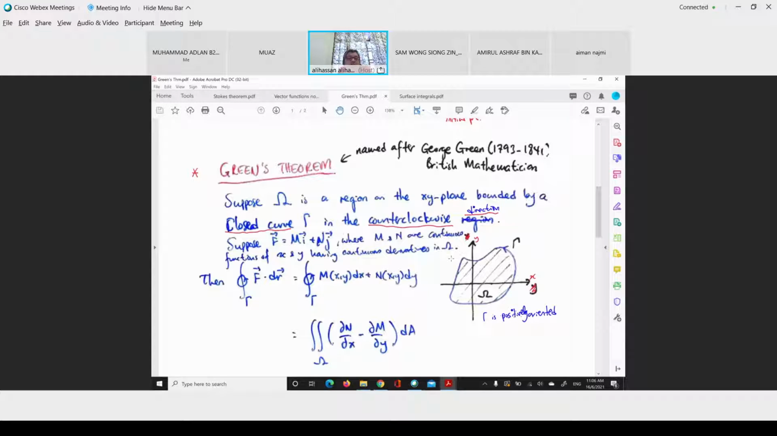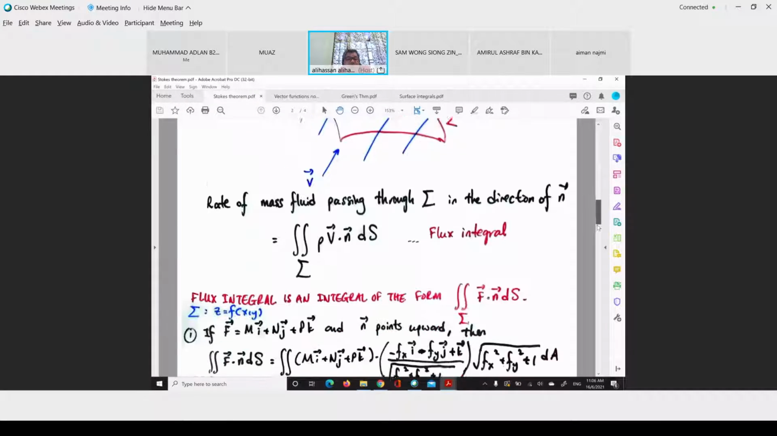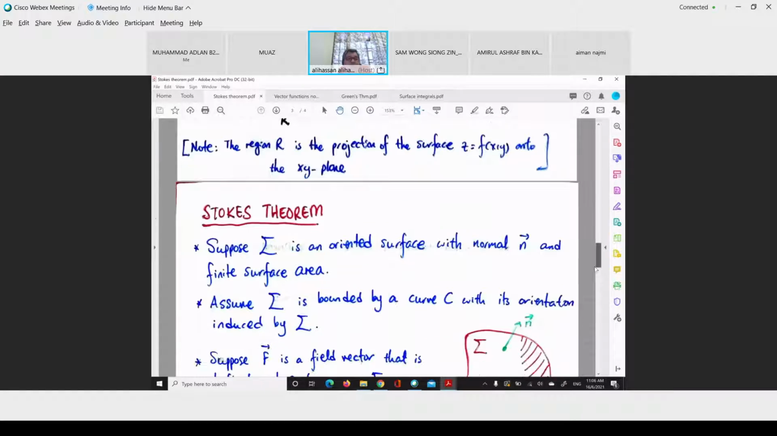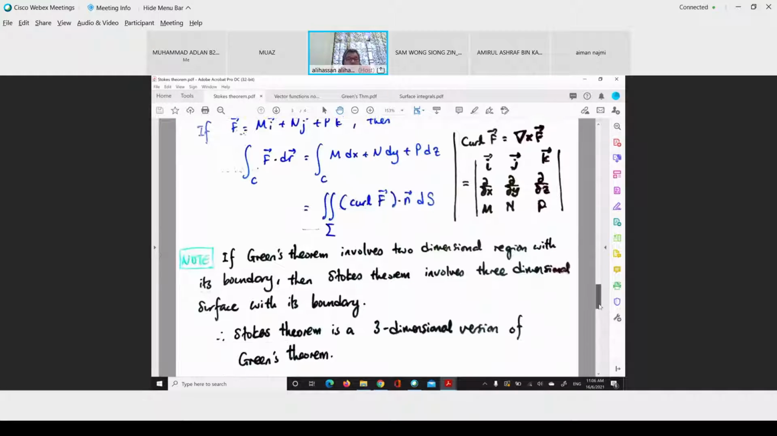But Stokes' theorem involves many concepts. Let me show you what Stokes' theorem is. Yeah, this is the statement of Stokes' theorem. If Green's theorem involves a two-dimensional region with its boundary, then Stokes' theorem involves a three-dimensional surface with its boundary. So Stokes' theorem is a three-dimensional version of Green's theorem.